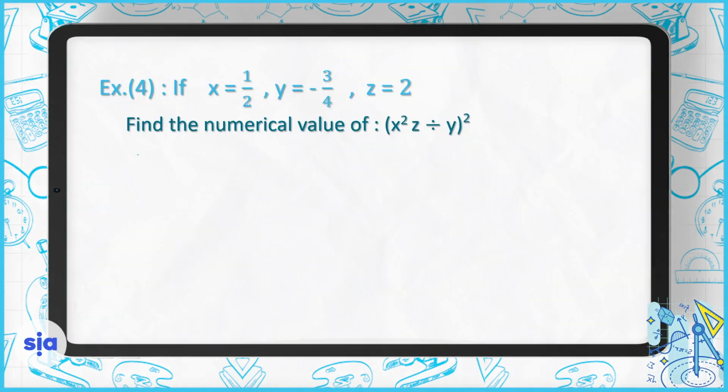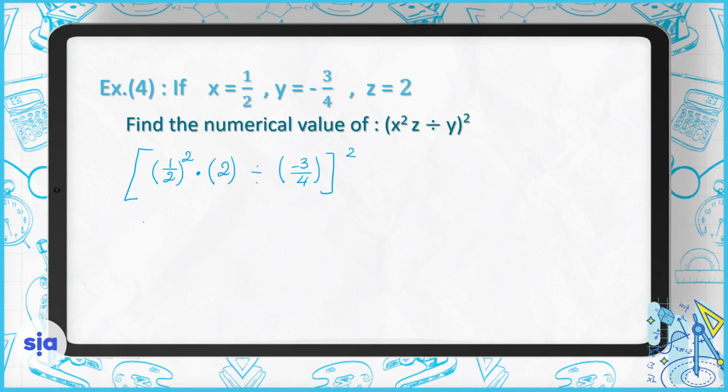Exercise number 4 is a different idea where we have an expression, we have the values of each variable, and we want to find the value of the whole expression when we substitute the variables by their new values. In this one, we're going to substitute the x by half to the power of 2 multiplied by 2, which is the z, divided by negative 3 over 4, which is the y, all to the power of 2.